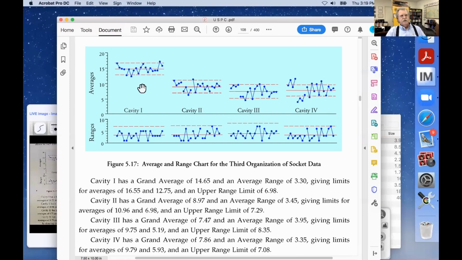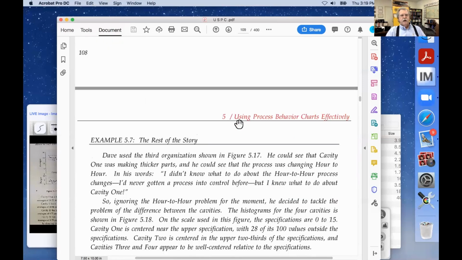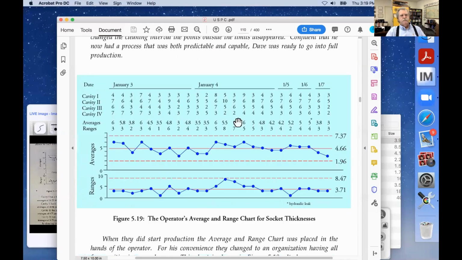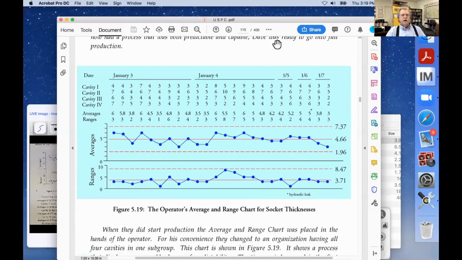So they've done something to make the 4 cavities alike, and they've taken care of this problem of wax buildup. And so 6 months later, I'm walking through that area of the plant. Dave sees me, grabs me, pulls me into his office, and hands me this chart here on page 110. Now, the operator is keeping the chart.